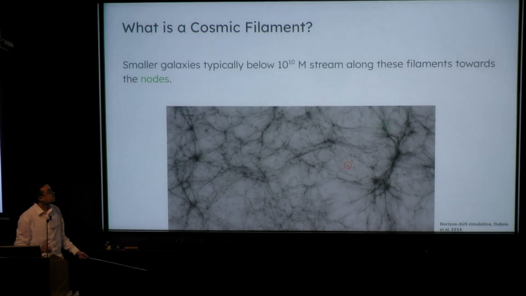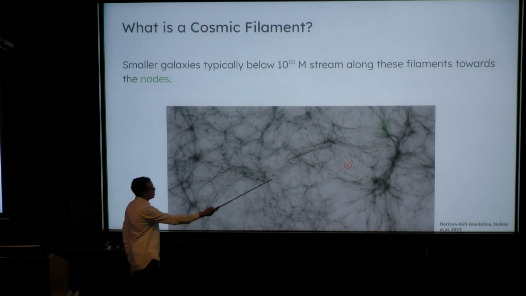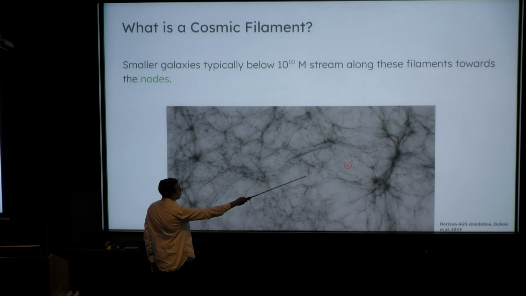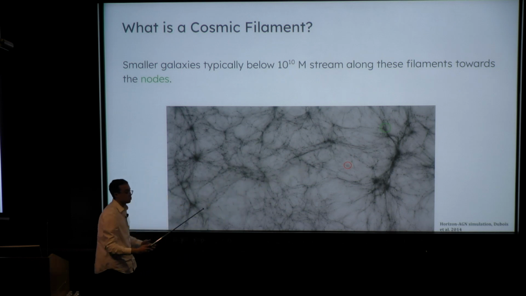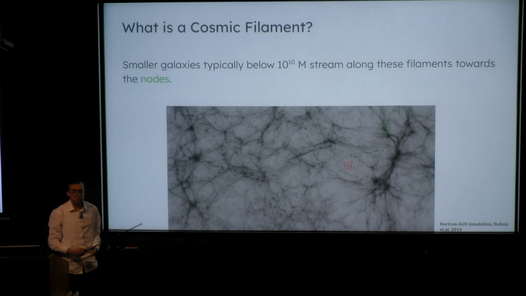Smaller galaxies, typically falling below 10 to the 10 solar masses, are the ones that stream along towards the nodes. Basically, in red, you can see a little clump of dwarf galaxies, and in the green over there, you can see the node. And the nodes are essentially just groupings of filaments.